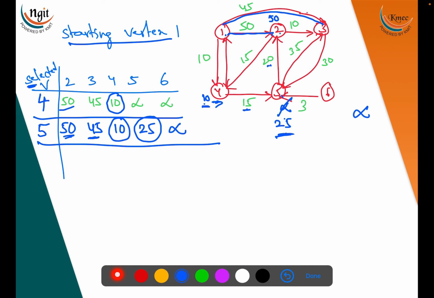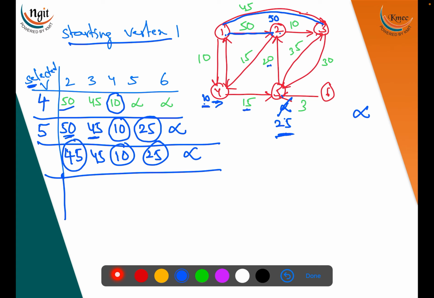Which is the lowest path, I mean the shortest path, 50 or 45? 45. So update the value, which is 45. Now it is 45, and 10, 25 as they are. 10 and 25 are finished. Among all these, 45 is the lowest path. I am selecting the 2nd vertex. Now I am at the 2nd vertex.